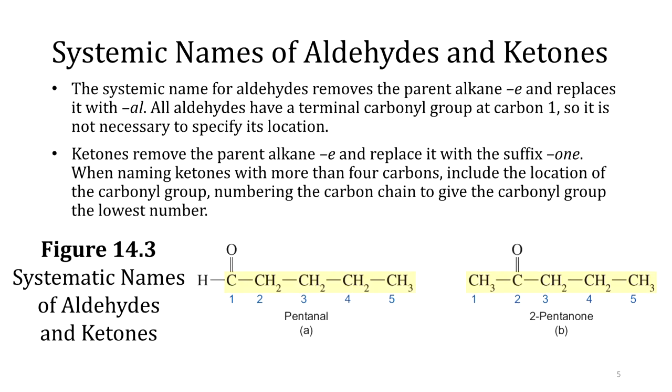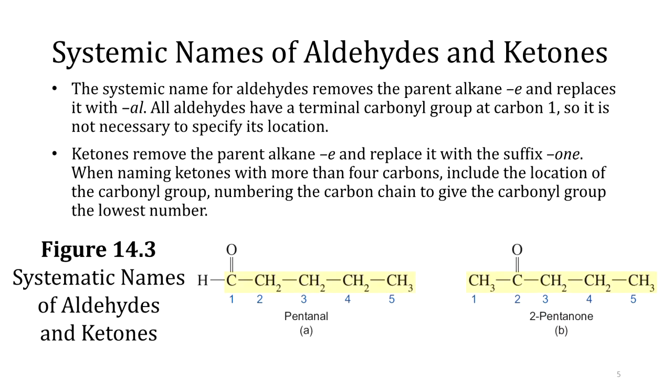Now, the naming of these systems is relatively straightforward. For aldehydes, the systematic name simply takes the parent alkane E and replaces it with Al. And since the aldehyde is always at the terminal position, we don't need to specify its location. In example A here, we see a 5-carbon chain, and at the end of the carbon chain is an aldehyde functional group. So this would be pentanal.